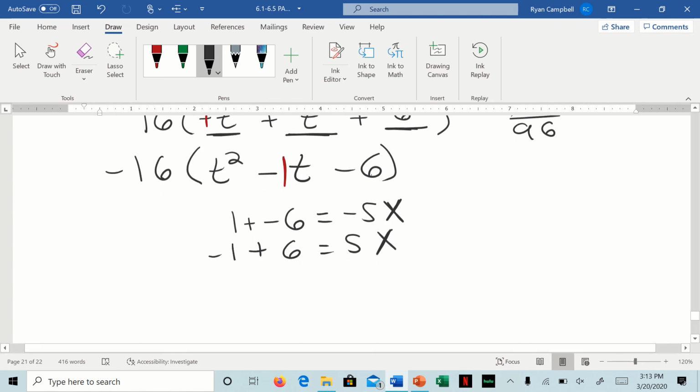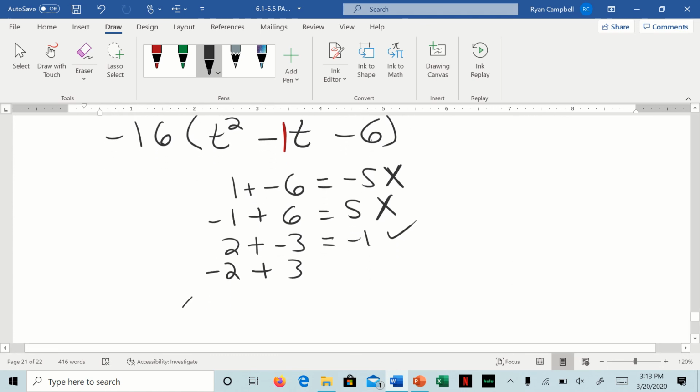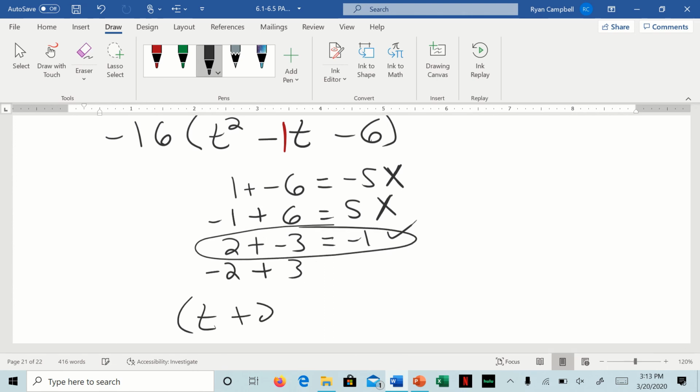All right, so what else multiplies to get us negative 6? We got positive 2 and negative 3, negative 2 and positive 3. So if we add 2 plus negative 3, you end up with negative 1. And there we go. So since it's t's, remember, this is our line. So it's going to be t plus 2, t minus 3. And what have I forgotten? What do we say that is really important from that last equation? Remember that negative 16 out front. You also need to remember that.